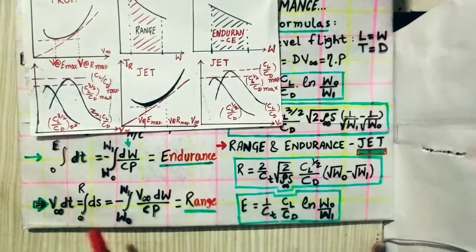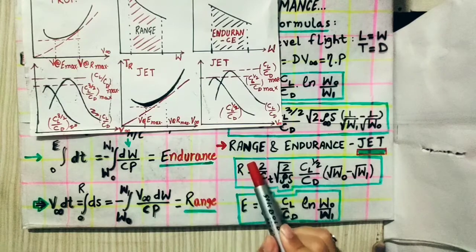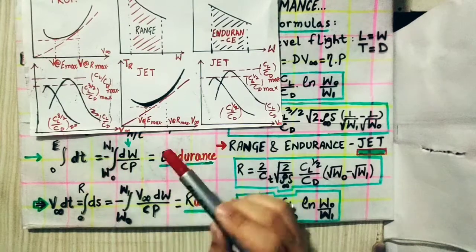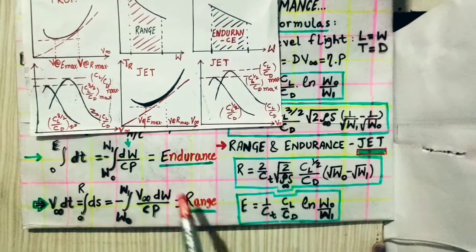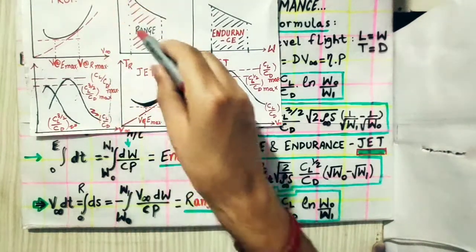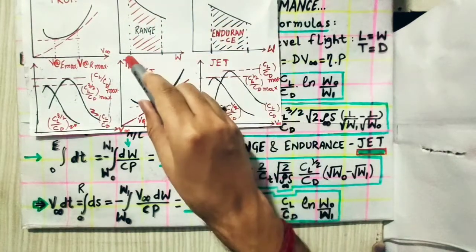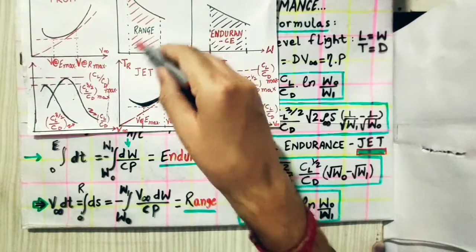Okay, similarly, upon multiplying by v infinity we get time into velocity as distance, which tells us about the range the aircraft will cover with respect to the earth's surface while flying in the air. So v infinity by cp multiplied by dw, when integrated over a range of w0 to w1 similar to this graph, gives us the range for this shaded area.